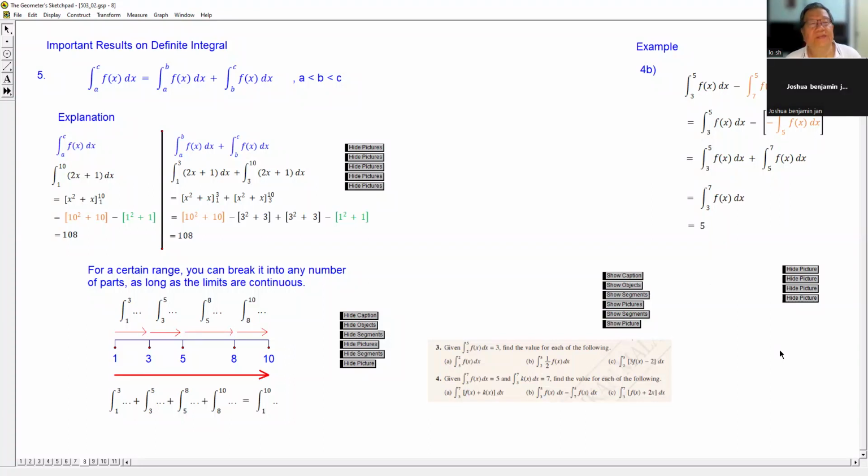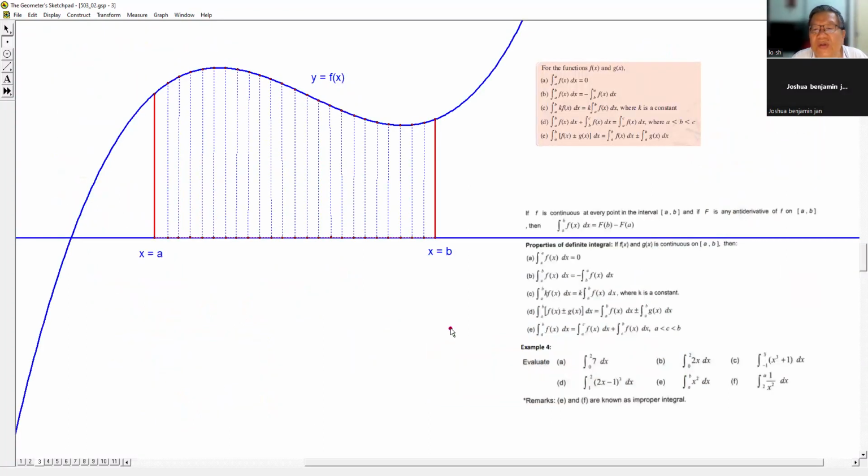So all the important results I have shown you already. 5 altogether. You look at your lecture notes: A, B, C, D, E. All the 5 I have gone through.